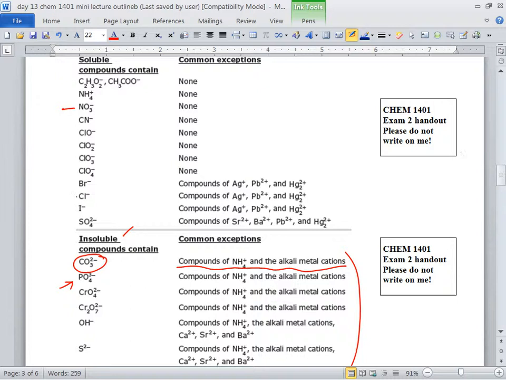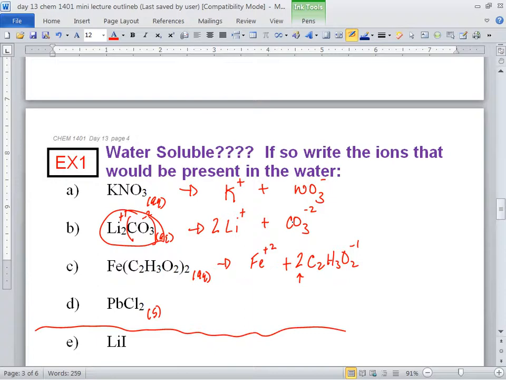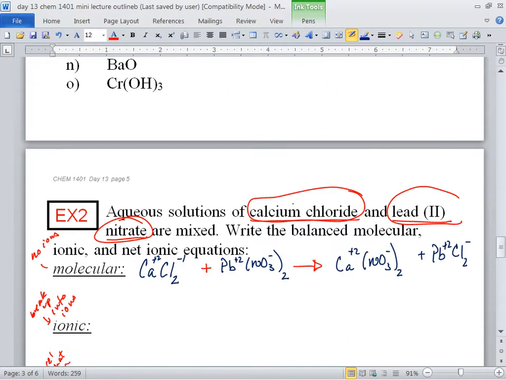Let's see, here's chloride right here. It says it's soluble, and calcium's not in the exceptions, so it stays soluble. So that would mean it would have to be AQ or S? AQ. Perfect. So that has to be AQ.